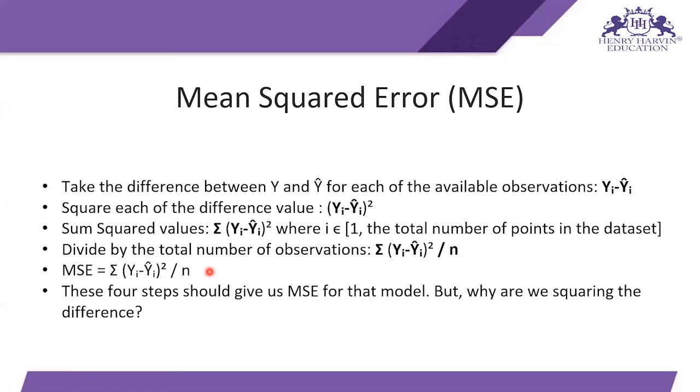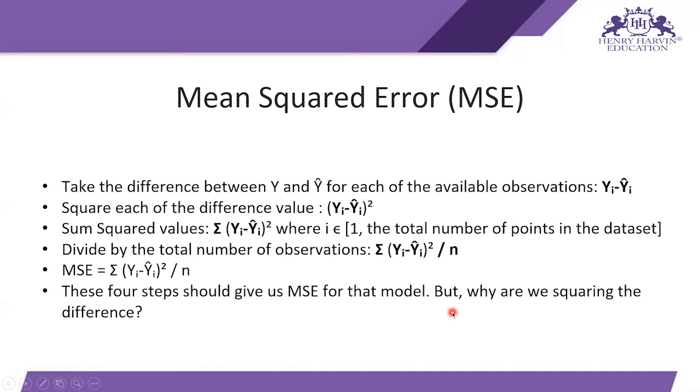So when we calculate the distance between the original ground truth value and the predicted value, we square it, sum up all those errors, and divide by the number of observations. By dividing by the number of observations, we get the total aggregate error, and that is our loss value, or the mean squared error, MSE value. These four steps should give us MSE for that model.